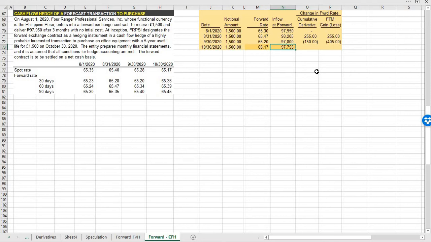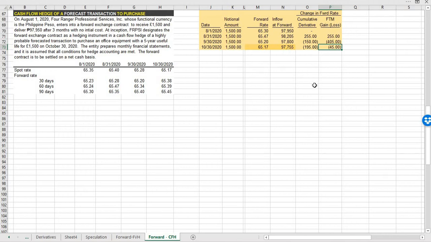So ngayon, let us compute the changes in the exchange rates. So, dun muna tayo sa cumulative. Starting August 1, from 97,950, naging 97,755. So, obviously, bumaba siya. So, negative pa din ang ating result. Pero magkano na siya? 195. And kung for the month naman, ito ang ating comparison. From 97,800, naging 97,755. So, mag-recognize tayo for the month ng 45 pesos loss. Bakit loss? Kasi tumaas ang ating liability. From 150, naging 195. O kaya, bumaba ang inflow from 97,800, naging 97,755.